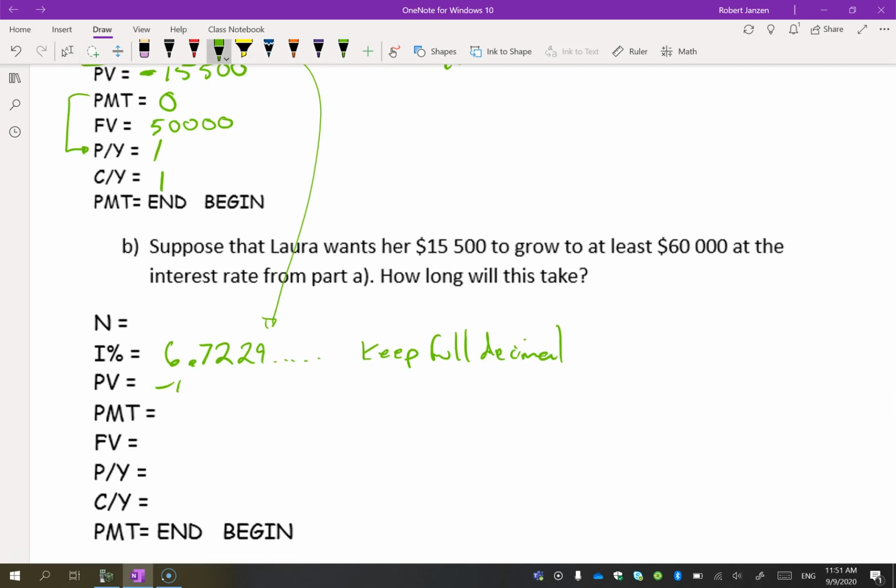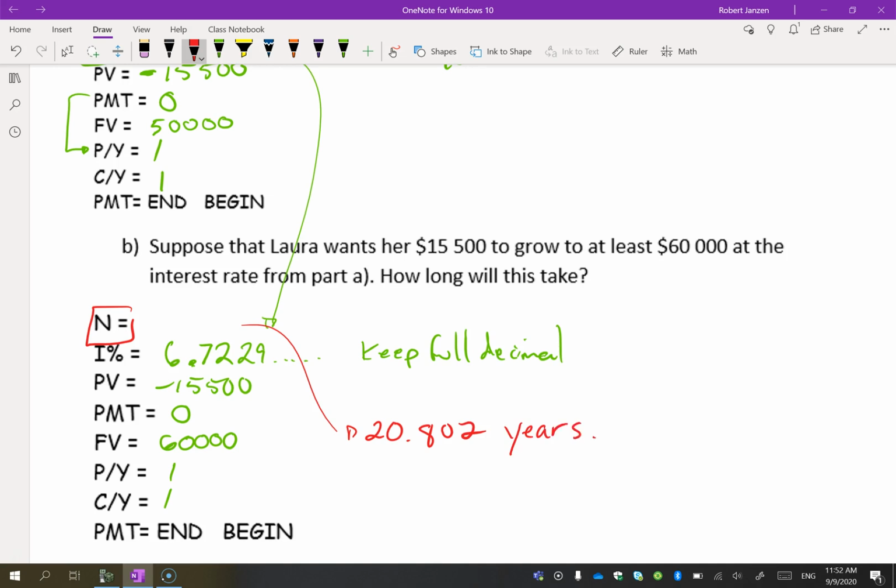This is staying the same. Payment, we're not making any payments. The final value now is going to be 60,000 though. And this is still the same. And the question is, what is the time? How long will this take? What comes out? Alpha solve, so it's 20.802 years. So it would take 20.8 years for it to grow to 60,000.